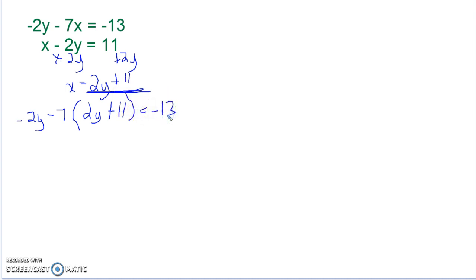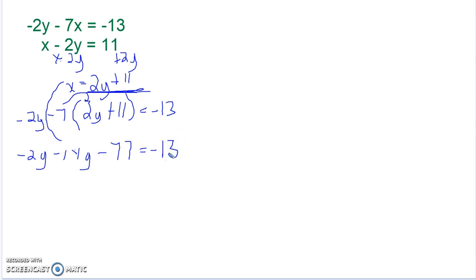And so now we're going to solve for this y to get a value. So first thing I need to do is distribute. I'm going to take this negative 7 and distribute that across over here. So I have this negative 2y, which drops straight down. And then I have this negative 7 times 2y, which is going to give us a negative 14y. And then we have this negative 7 times 11, which is going to get us a negative 77. And that's all equal to negative 13.